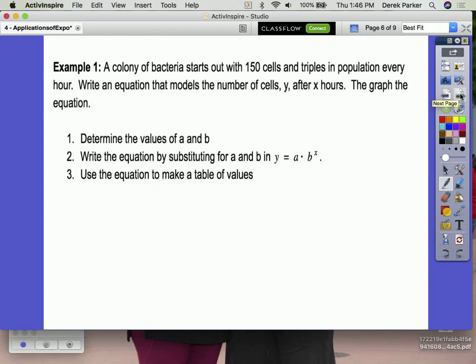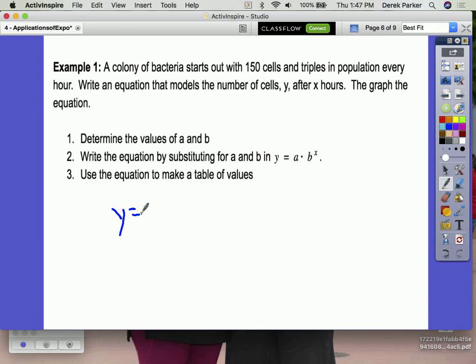Example 1. A colony of bacteria starts out with 150 cells and triples in population every hour. Write an equation that models the number of cells Y after X hours. Graph the equation. Okay, so your first step is to determine the values of A and B. What we know is this: we are looking for Y, the number of cells, and we're looking for X, the number of hours.